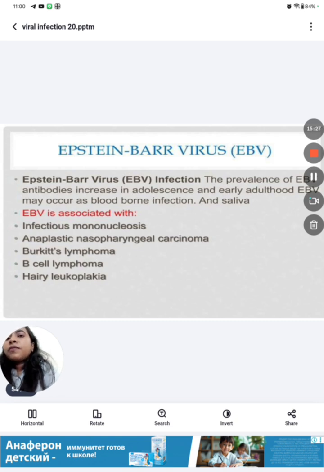Epstein-Barr virus: the prevalence of EBV antibody increases in adolescence and early adulthood. It may occur as blood-borne infection and in saliva, and is also associated with infectious mononucleosis, undifferentiated nasopharyngeal carcinoma, Burkitt lymphoma, B cell lymphoma, and hairy leukoplakia.